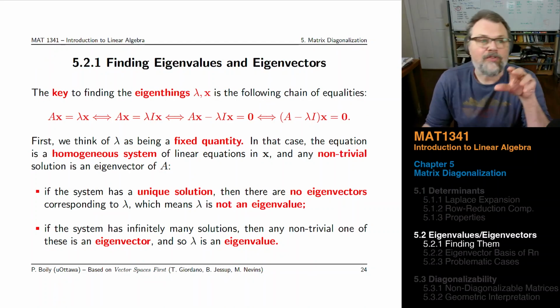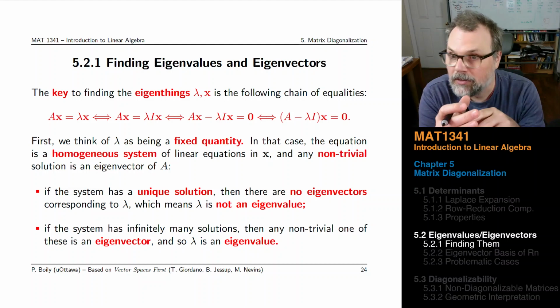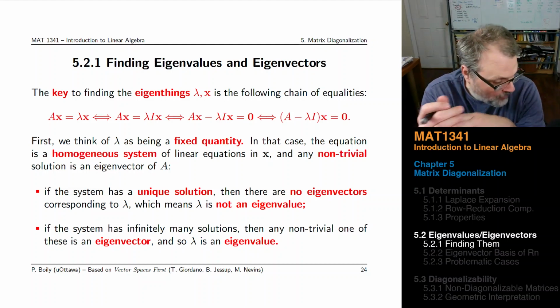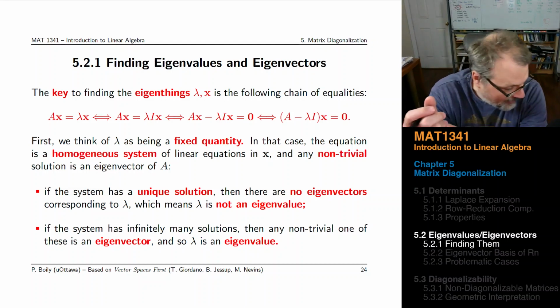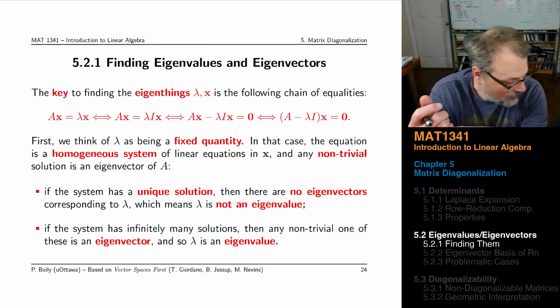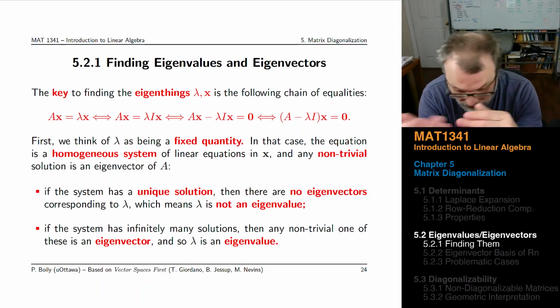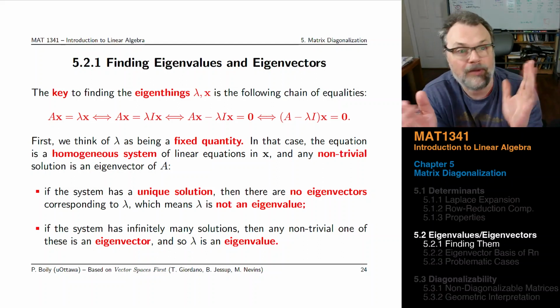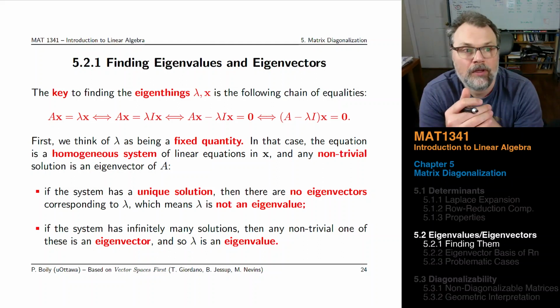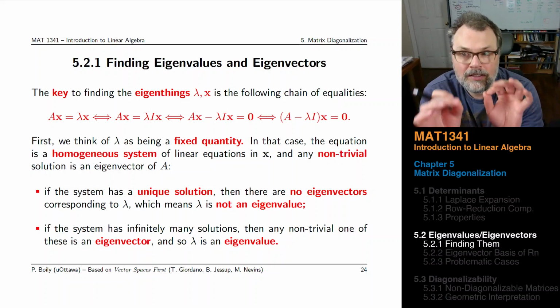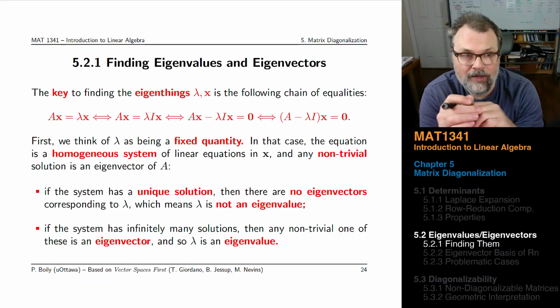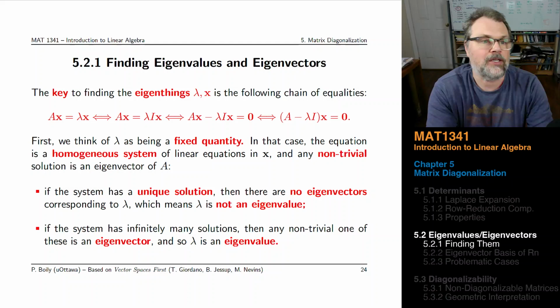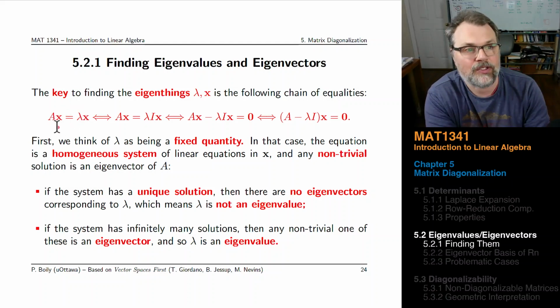So okay, how do we find these eigenthings? Like I showed you how you would verify if I tell you that lambda and x are eigenvalue and eigenvector for a matrix A: you just multiply A by x and lambda by x and you verify that they're equal. But how do you find the lambda and the x? Well, the key is a chain of equalities. You're trying to solve Ax equals lambda x. You want to find a solution here in x and lambda.